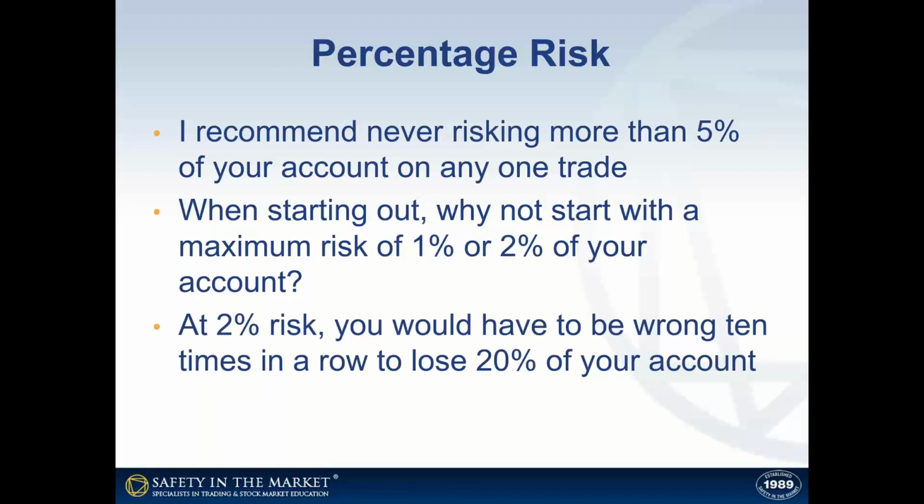Now, looking at that 1 or 2% of your account, at 2% risk, you would have to be wrong 10 times in a row to lose 20% of your account. Now, could you be wrong 10 times in a row? I'd like to think that after time number 3 or 4 or 5, you would sit back and say, I must be doing something wrong. I better go back and do a little bit more work and research and back testing and just make sure I understand this plan properly.